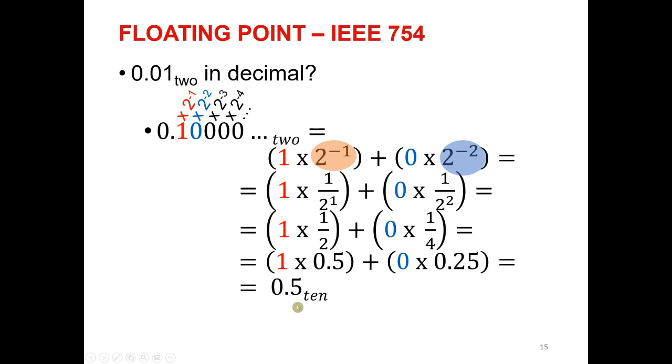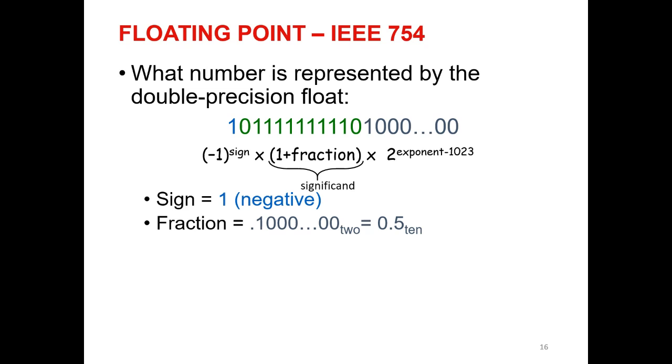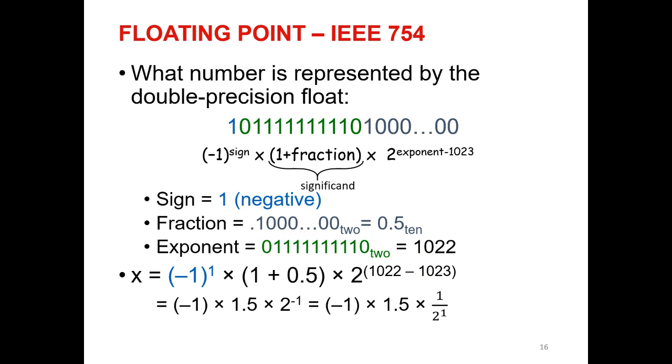Okay, I think that this is clear. If not, just let me know, please. So then we have the fraction also converted to decimal. And then what we need is the exponent, the green part. For the exponent, we have this number in binary that converted into decimal is this one. Remember that the exponent is biased, so we need to subtract the bias, which is precisely what we are doing here.